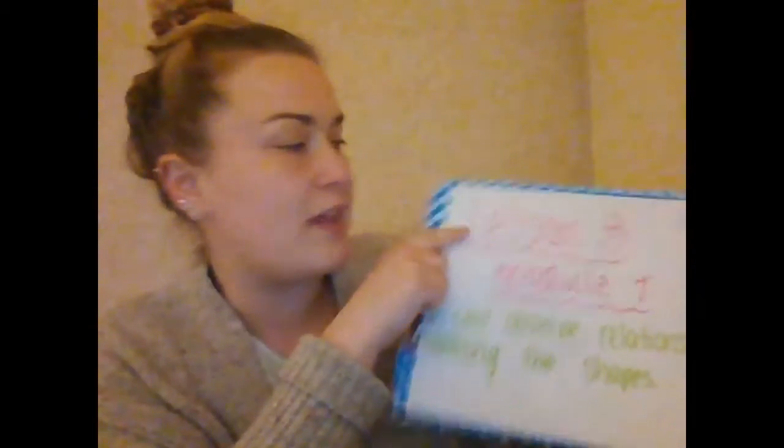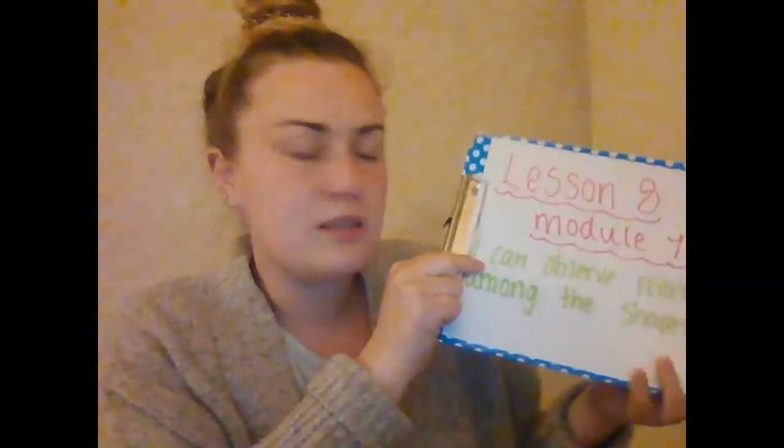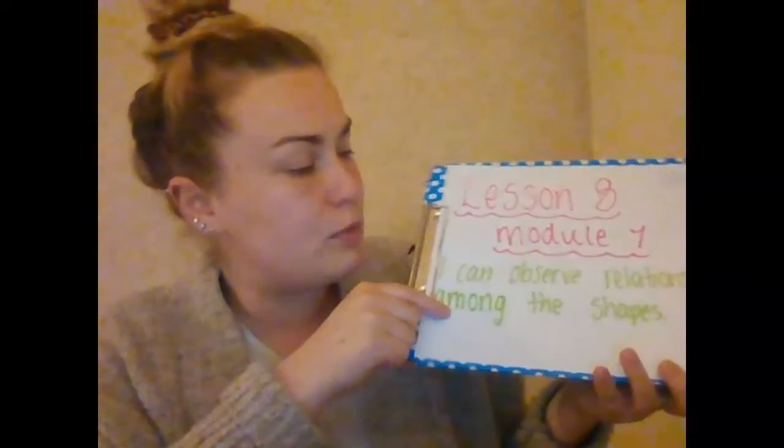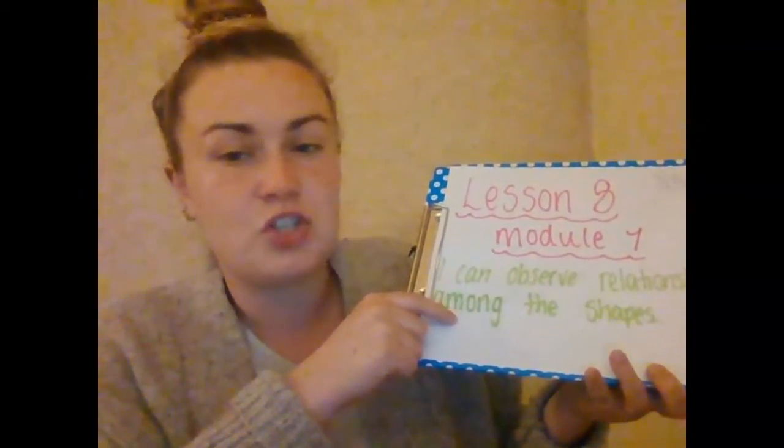Happy Wednesday. Today we are on Module 7, Lesson 8, and our I can statement for today is I can observe relationships among the shapes. So the first thing that we're going to do in this lesson is make our shapes. You'll do this also in your Zearn lesson, so make sure you have some scissors and a sheet of paper in your Zearn lesson also.